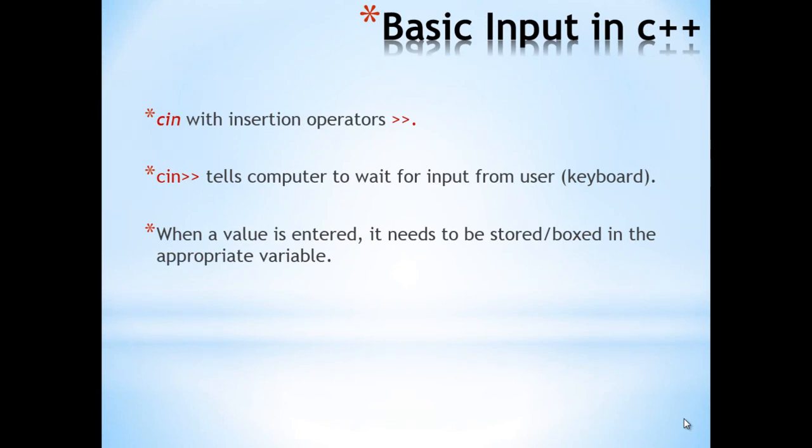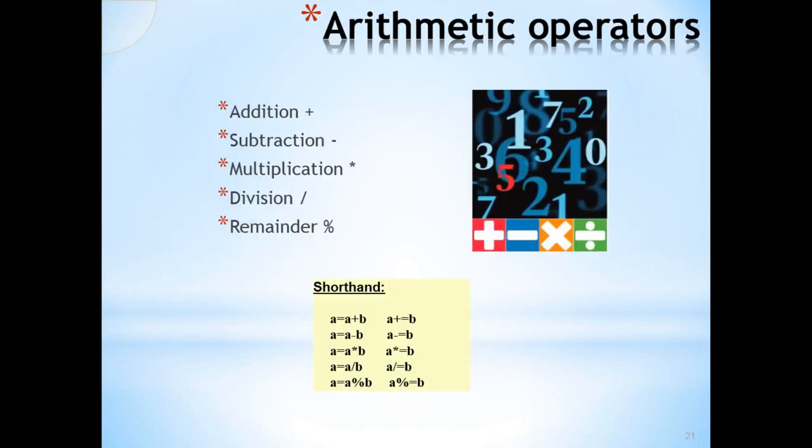Basic input in C++. Cin with the insertion operator. Cin tells the computer to wait for input from the user. Like the output, we also have to give some input to the computer. So when a value is entered, it needs to be stored in the appropriate variable. Arithmetic operators: addition, subtraction, multiplication, division, and remainder. Today we will perform the first two, the addition between two numbers and the subtraction between two numbers. In the next lectures, multiplication, division, and the remainder.